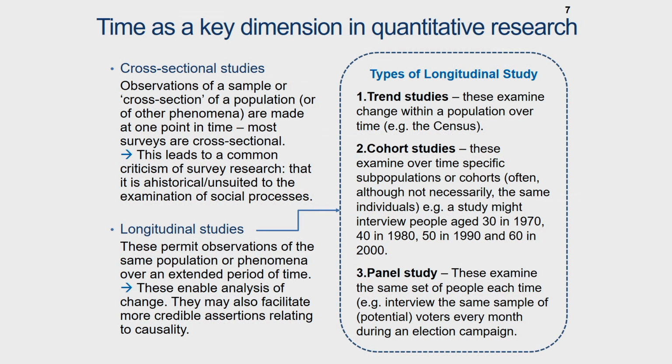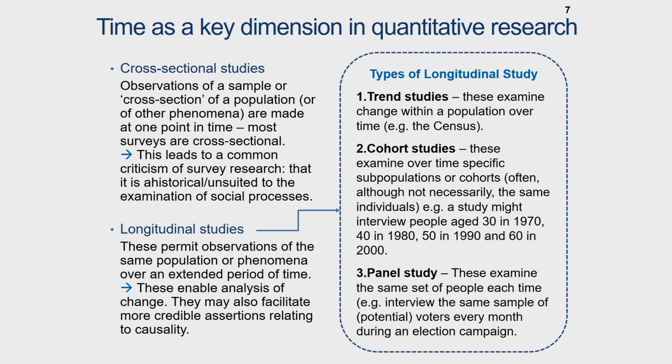They may not necessarily be the same, the individuals may be different. For example, we may study or interview people aged 30 years in 1970, and then 40 years in 1980, 50 years in 1990, 60 in 2000, and so on and so forth. So, we are studying cohorts at different points in time. And that also gives us some kind of longitudinal data. However, the technique or the method of inquiry that is being carried out is survey research.